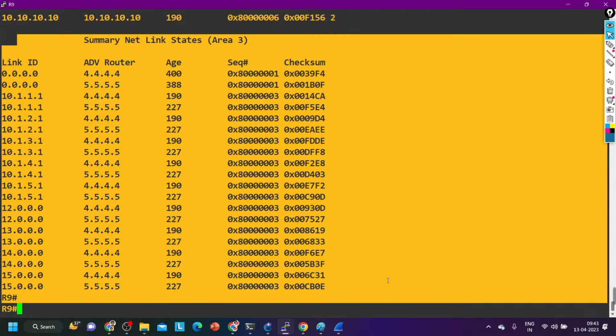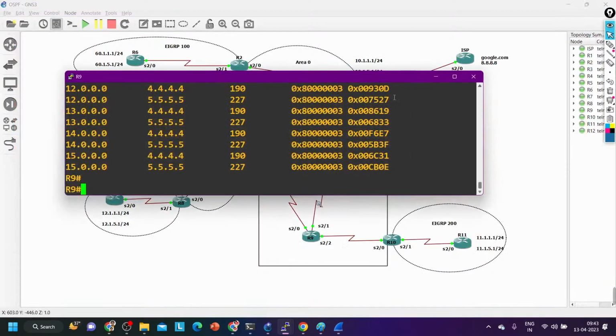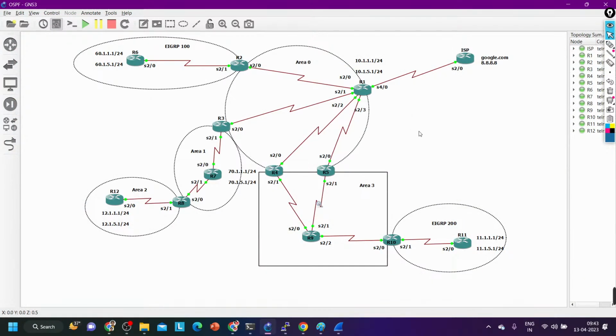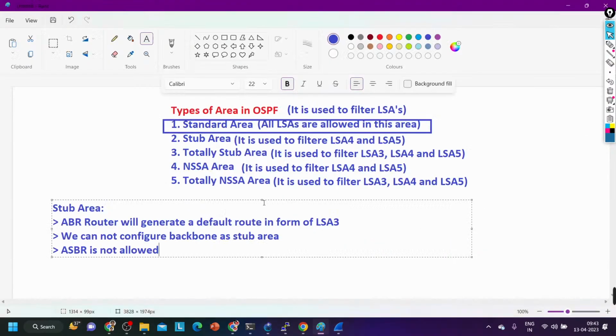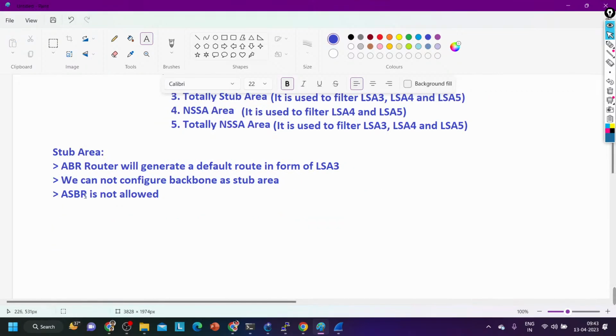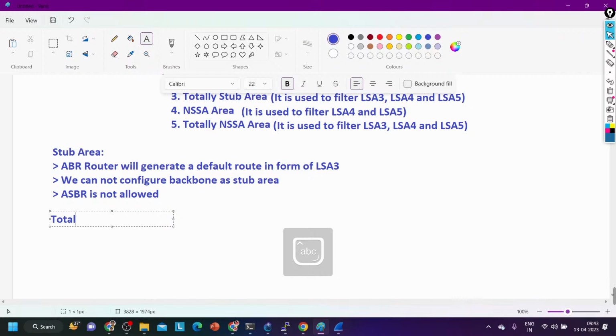Yes or no? So I want to filter LSA 3 also: LSA 3, LSA 4 and LSA 5. So we have totally stub area. Yes or no? The third type of area is totally stub area, and totally stub area is used to filter LSA 3 to LSA 5.